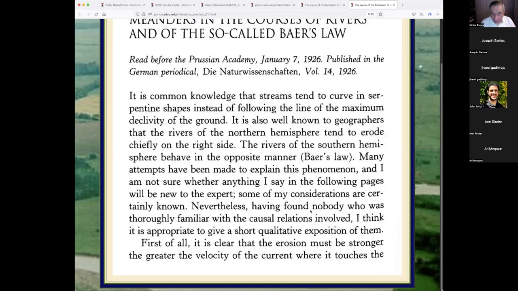Having found nobody who was thoroughly familiar with the causal relations, the cause, he was interested in the cause of it, a physical scientist, mechanistic approach, I think it is appropriate to give a short qualitative exposition of them. Did he do a qualitative or quantitative? And the answer is qualitative. He didn't put a number into anything. He was just saying, these are the processes. And we will get into his thoughts and see that they were very deep thoughts in terms of the mechanics.